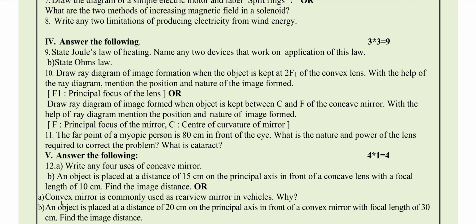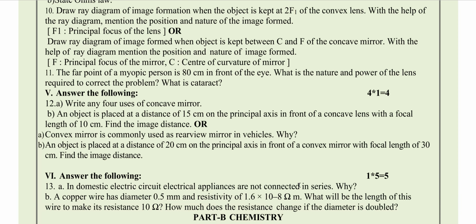Or convex mirror is commonly used as rear view mirror in vehicles. Why? Give reason. The next question. An object is placed at a distance of 20 centimeter on the principal axis in front of a convex mirror with focal length of 30 centimeter. Find the image distance. Is this clear?